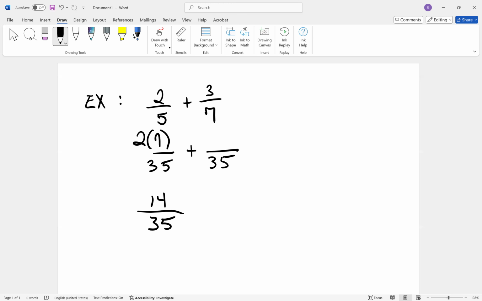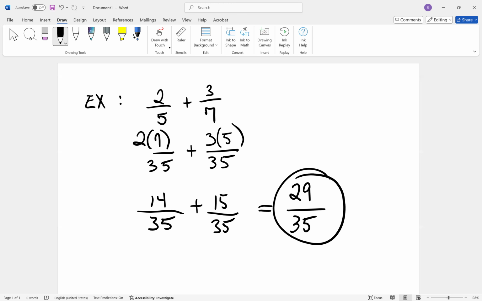And now for the other fraction, 7 times 5 is 35. So I have to multiply the numerator 3 by 5 as well. And we're going to get 15 over 35, which is equivalent to 3 over 7. Now we're ready to add the fractions because I have a common denominator of 35, and 14 plus 15 is 29. So my answer would be 29 over 35. And of course, if we could reduce that, we would. So that's how we write equivalent fractions with a common denominator in order to add or subtract.